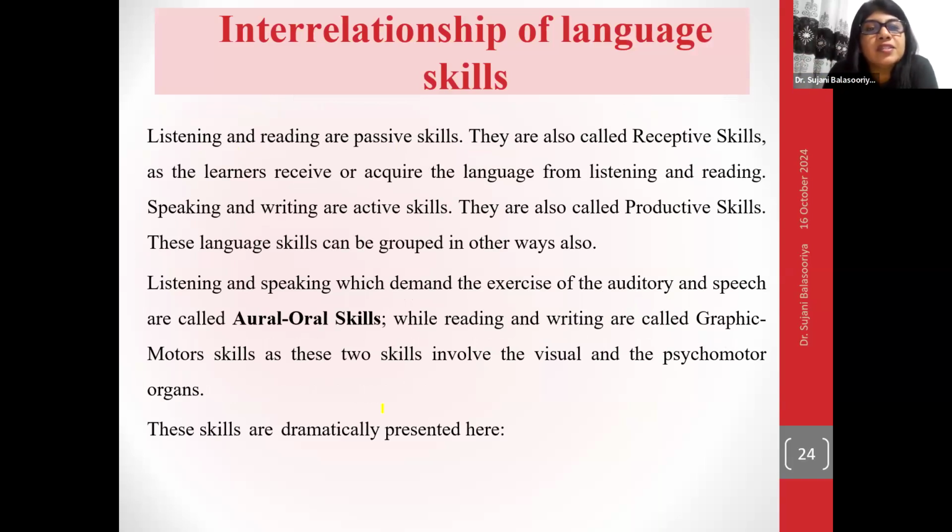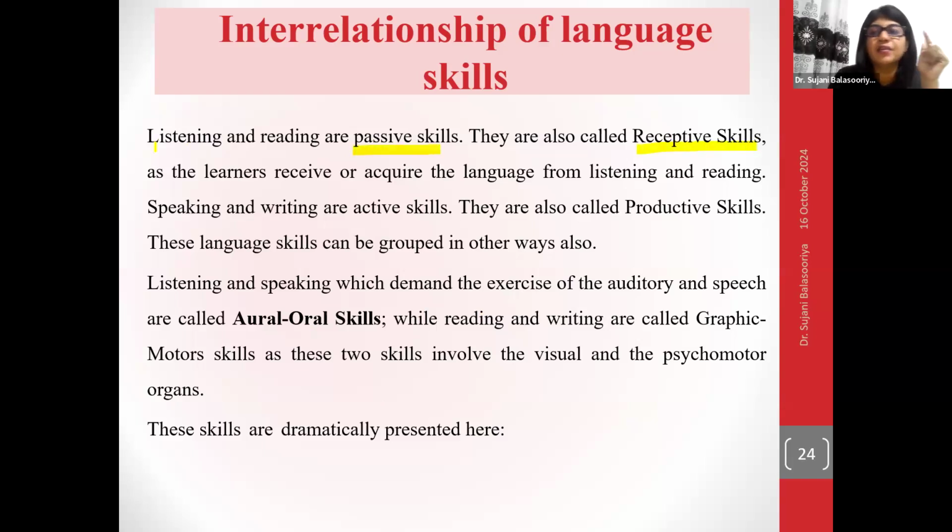Interrelationship of language skills, then. So we have four skills now. What are the connections? How are these four skills interconnected? That's what we are going to discuss in this part. Right. Now, you know, we can have several categories. We can categorize these four skills into several sections actually, right? You know, listening and reading are passive skills. Oh, you know this term, I think, right? Receptive skills or passive skills.